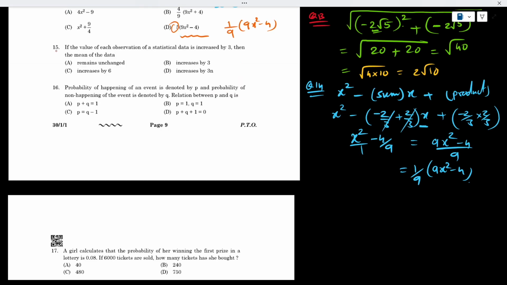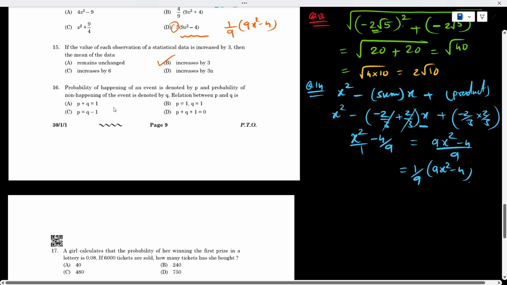Now question number 15 here, if the value of each observation of statistical data is increased by 3, then the mean also will increase by 3. You have to remember, if it's getting subtracted, then the mean will get decreased by 3, right?